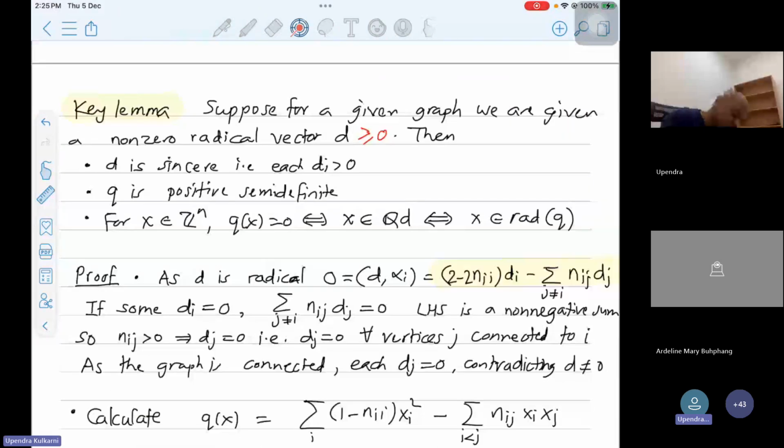The reason why I'm getting only rational multiples is, remember, I'm working only in Z^n. So when two vectors are proportional, that means that the common ratio is going to be an integer by an integer, which is going to be a rational number. Okay. So any comments or questions?